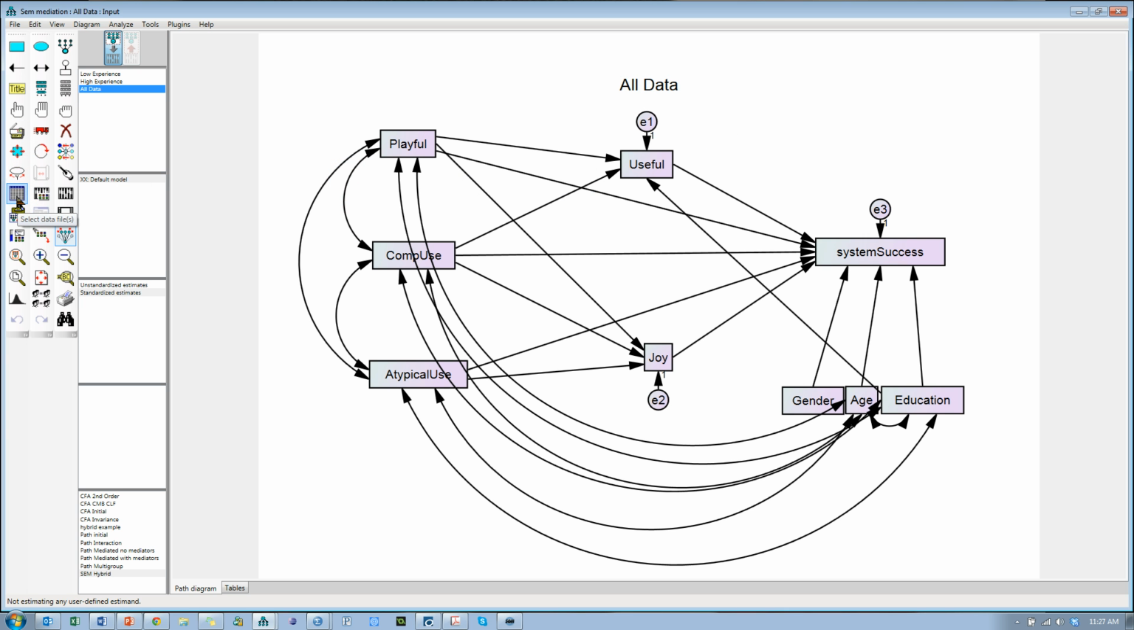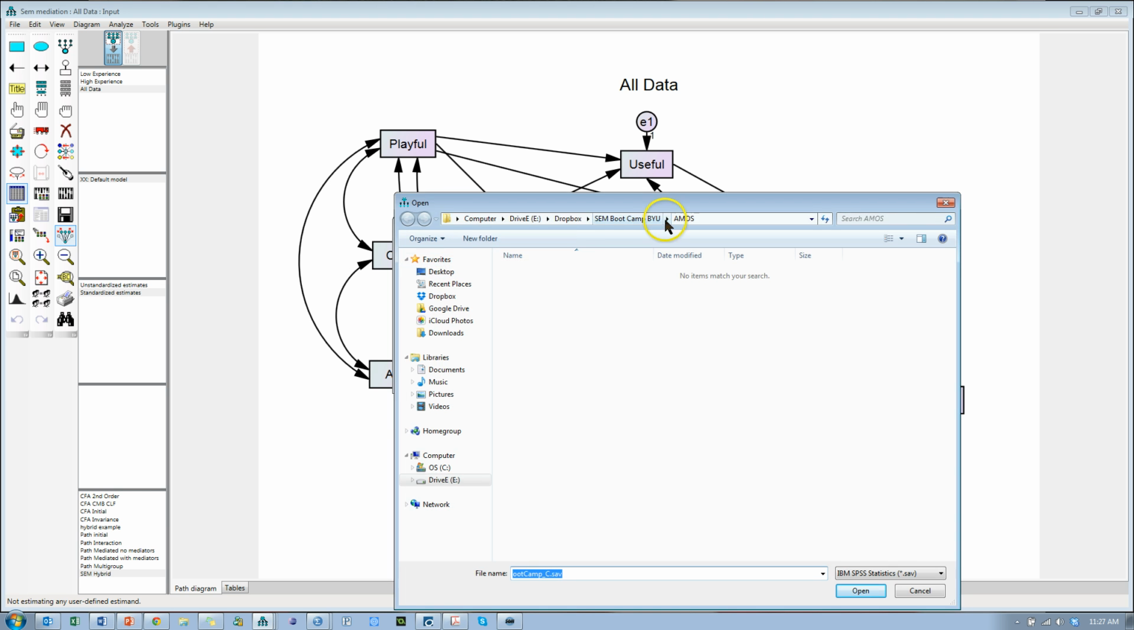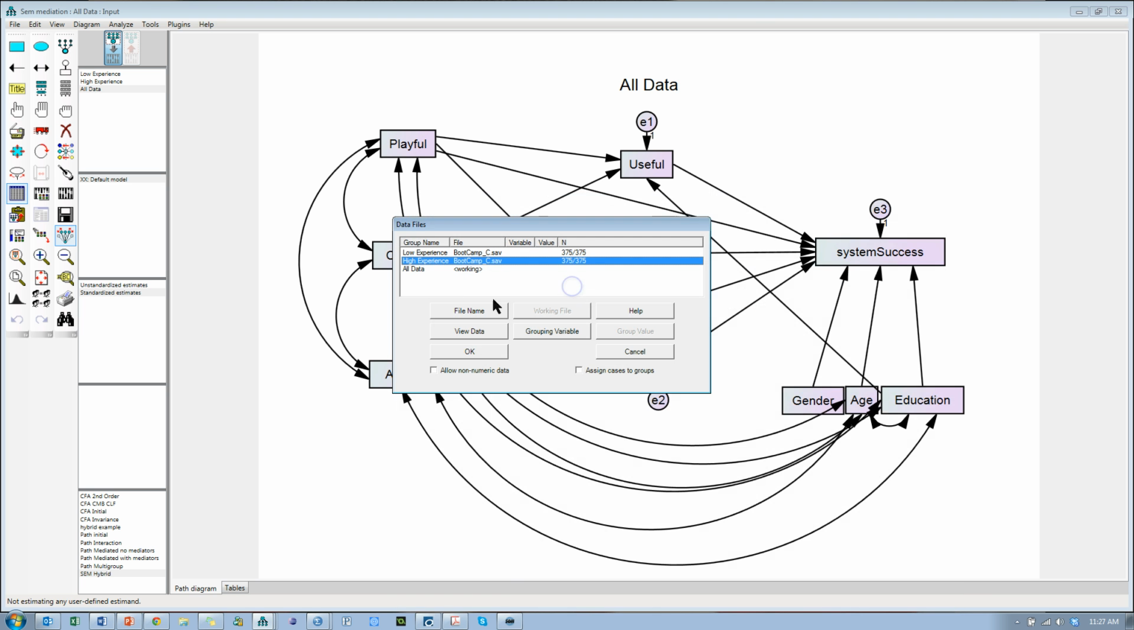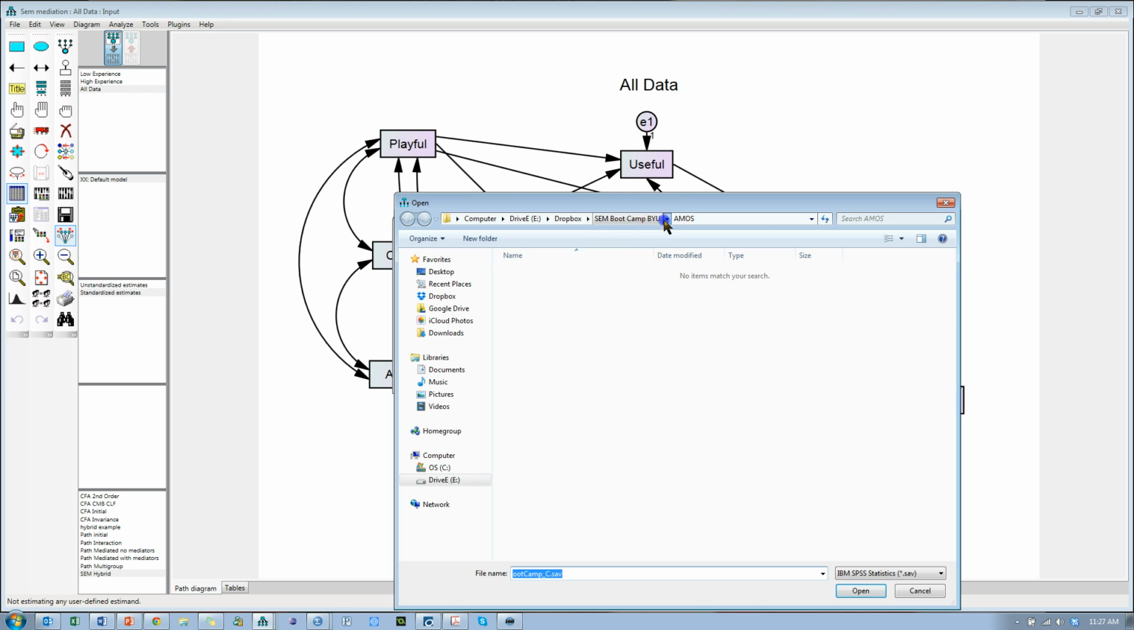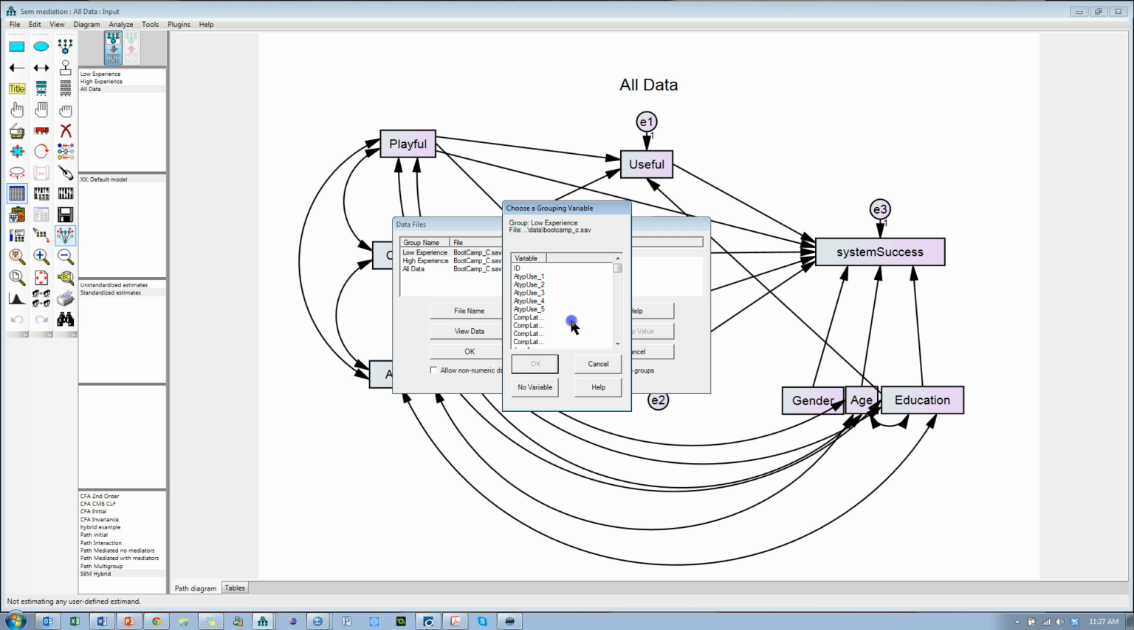So when you have to change the data files, load up that data, _C, for all three. And then for the all data one, just don't specify a grouping variable. For the low, let's go ahead and specify that.